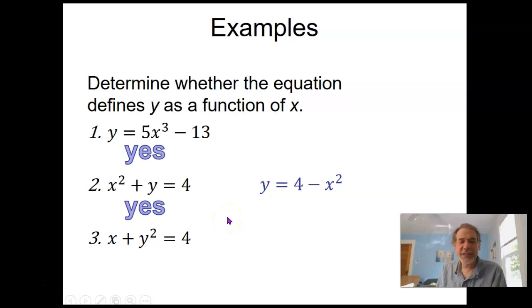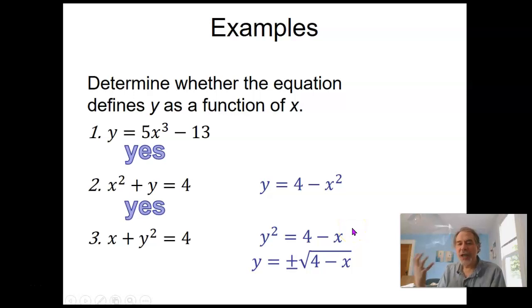But what about the third equation, x plus y squared equals 4? If we try to solve that for y, I can subtract x on both sides and get y squared equals 4 minus x. But if y squared is something, then y could be either the positive or the negative square root of that thing. There's more than one possibility. For example, if x is 0, y could be 2, or y could be negative 2. 0 plus 2 squared would equal 4. 0 plus negative 2 squared would also equal 4. There's more than one y that goes with the same x, so it's not a function. That one does not define y as a function of x.